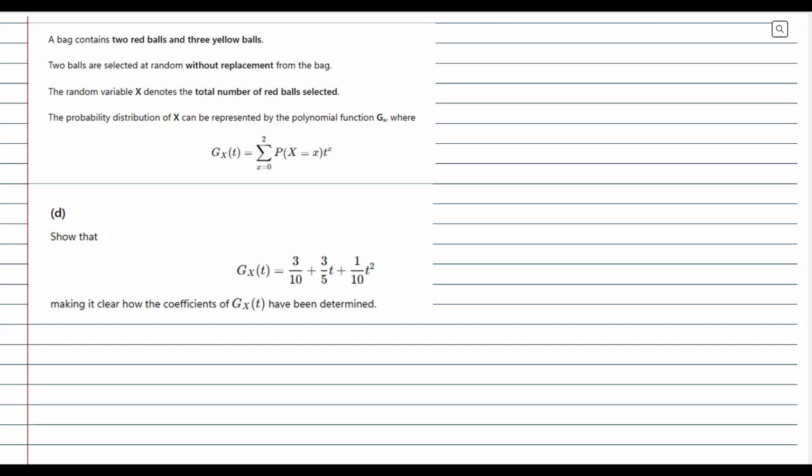Question 1d. I've got this bag with 2 red balls, 3 yellow. We select 2 balls at random without replacement, and X is the total number of red balls selected. And we need to show the probability distribution of X can be represented by this polynomial here. So the coefficients of t here is just the probability of each event.